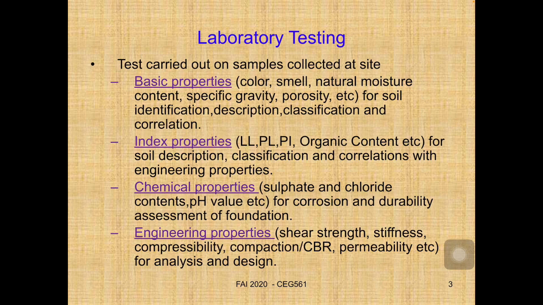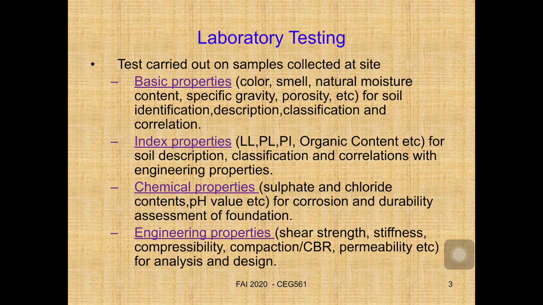For the first, it is the basic properties. These basic properties are whatever you can see with your naked eyes. For example, the color of the soil, then you can smell the soil, then you can determine the moisture content. So just a simple test that you have to conduct. So, description of the soil and the soil classification.